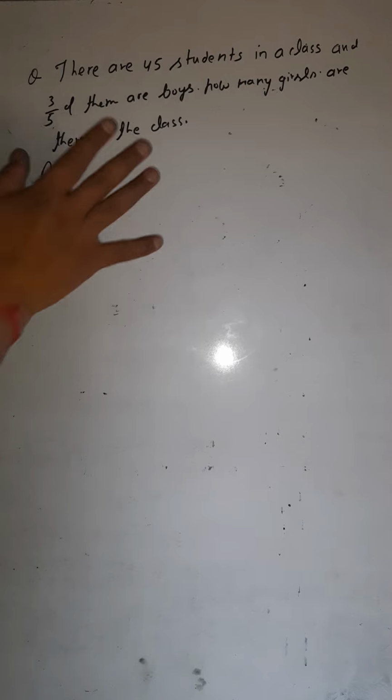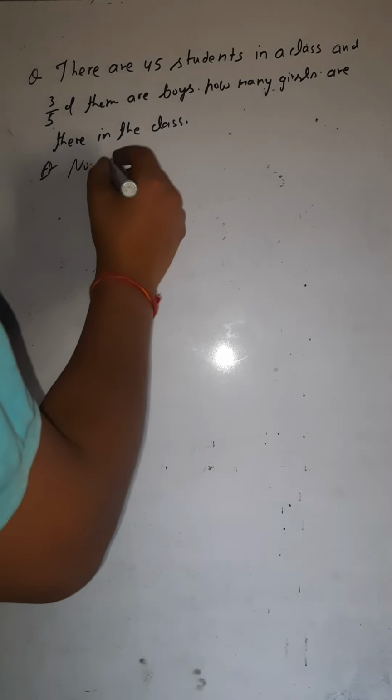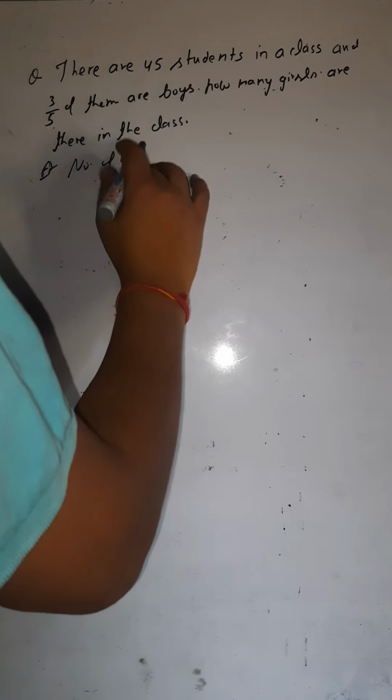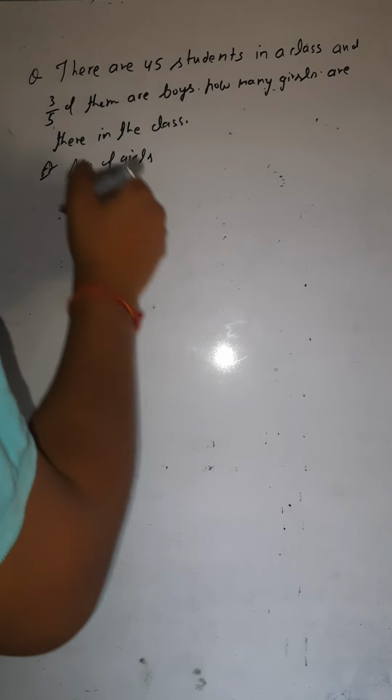So now this is the next question here. There are 45 students in a class. In a class there are 45 students and 3 by 5 of them are boys. Out of these 45, 3 by 5 of the 45 are boys. Okay, so how many girls are there? You have to find out the girls. So to find the number of girls, what would you do? You would subtract this number of boys from the total number of students. You would get the number of girls. Yes or not? Yes. So I'm writing number of girls would be total students, that is 45, minus number of boys.